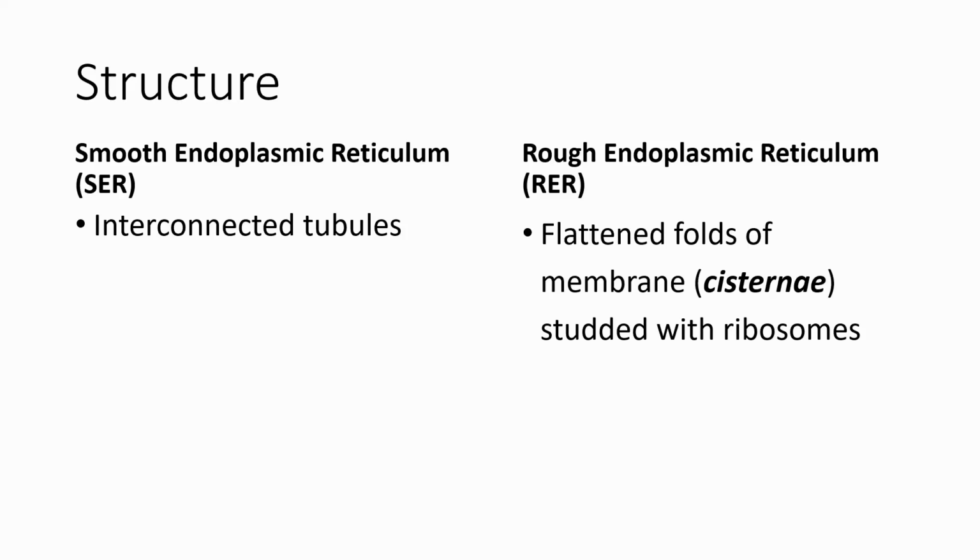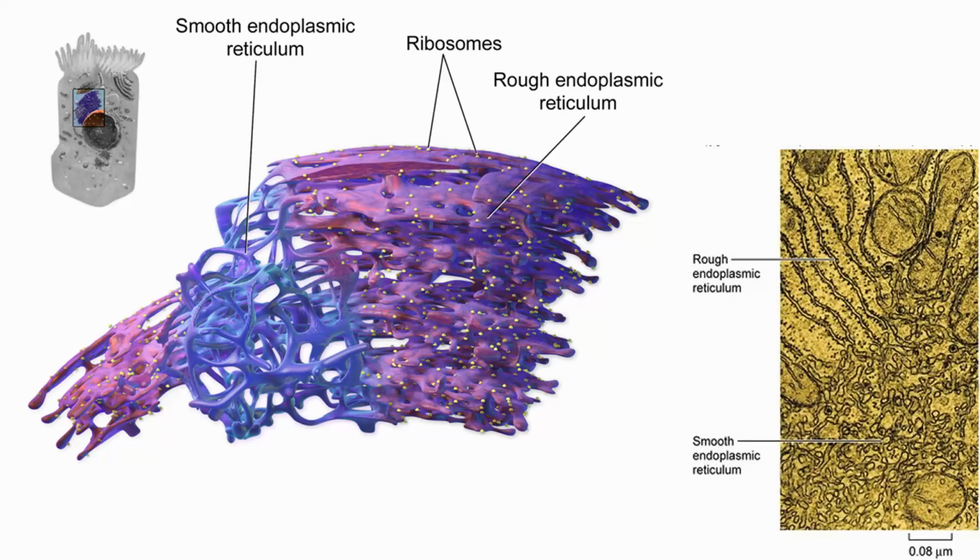So the structure of these two is different as well. Rough ER tends to be these flattened folds of membrane, and smooth ER tends to be a bunch of tubes. So if you look at this diagram here, you can see the difference in that not only does rough ER have all of those ribosomes attached to it, but it looks like a bunch of messy pancakes, whereas smooth ER instead looks like kind of a weird tubey network.